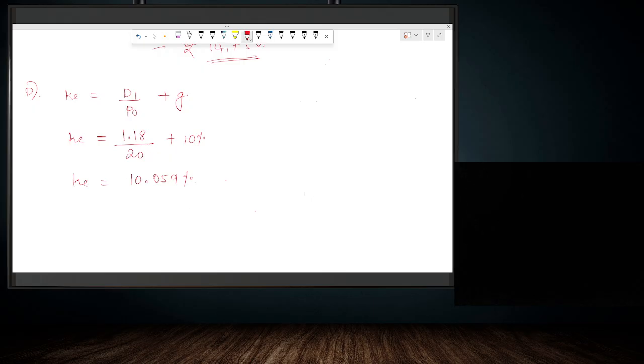Did everyone get 15.9? Because when we are taking 23.6 in the denominator, we are getting 15%. Then it should be more than 15%, no, because the denominator is less. So it is 15.9%. Clear? Any doubt? Now calculate the marginal cost of capital.